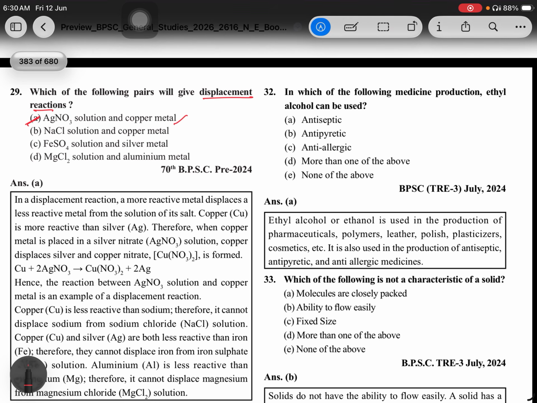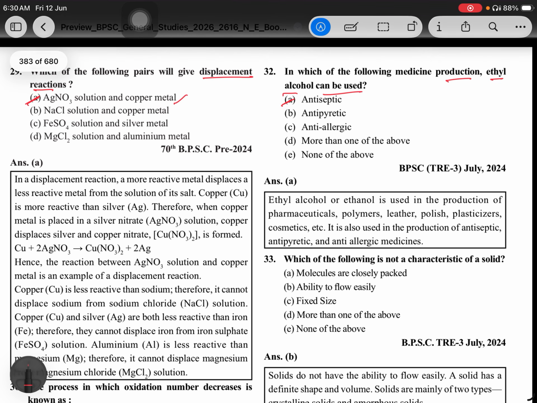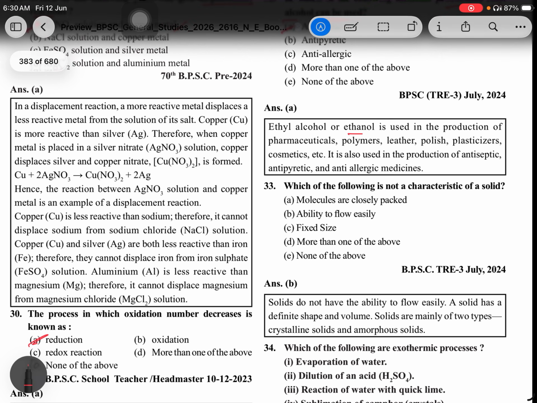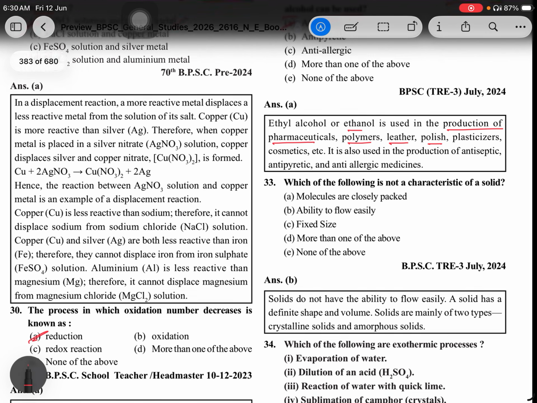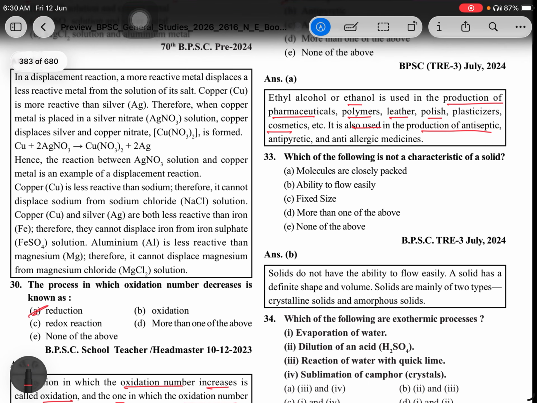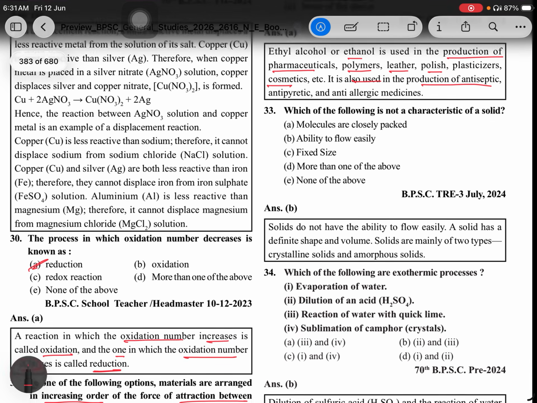In which of the following medicines can ethyl alcohol be used in production? That is A. Antiseptic. Ethyl alcohol, or ethanol, is used in production of pharmaceuticals, polymers, leather polish, plastic plasticizers and cosmetic substances. It is also used in production of antiseptic and anti-allergic medicines.